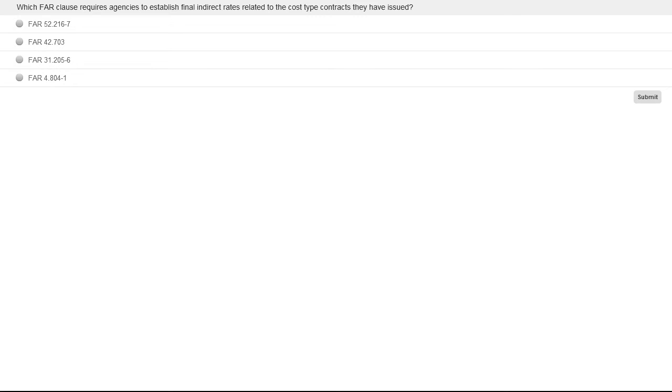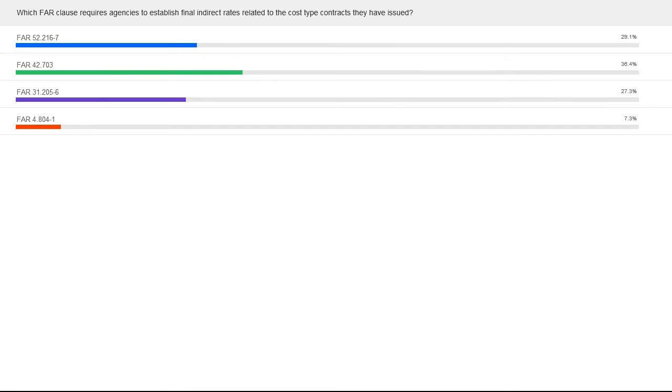And let's take a look at the results. So basically, the correct answer is FAR 42.703. That has to do with a single agency being responsible for establishing final indirect rates for a business unit or contractor. Essentially, there are other FAR clauses that are relevant to cost type contracts, but this one has to do with the fact that a single agency has to be identified and responsible for establishing final indirect rates, which is the question here. So let's move on to the next polling.